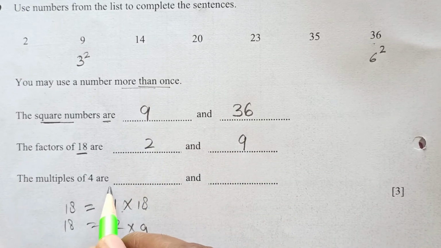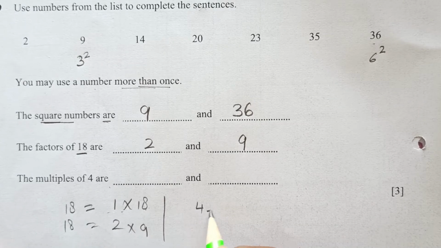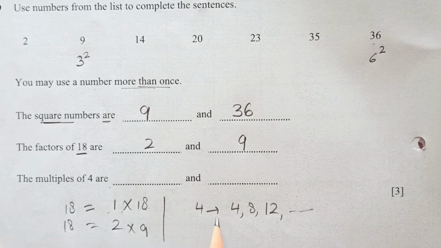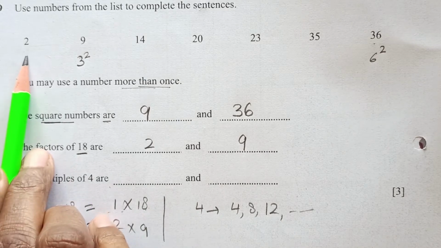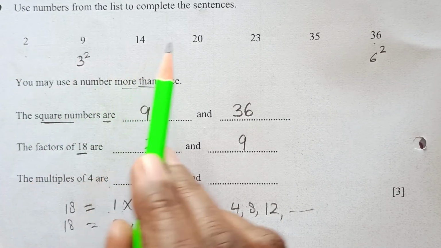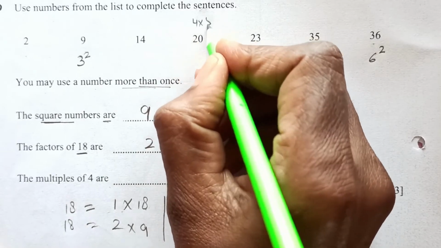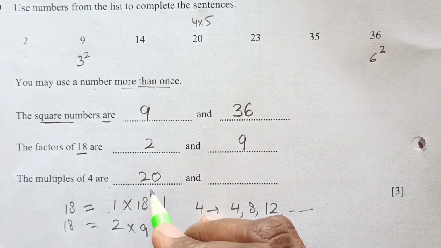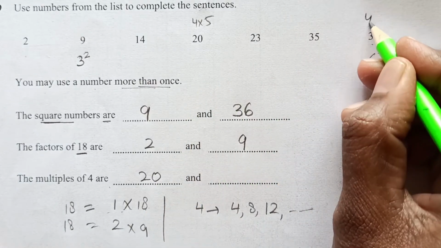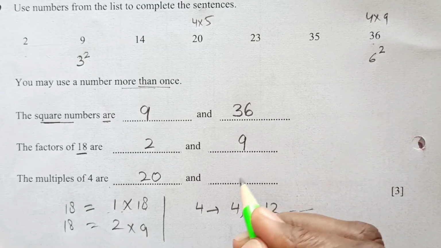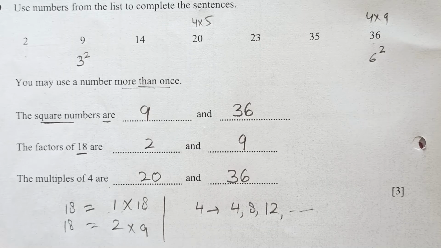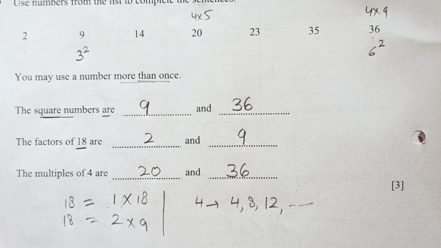Now multiples of 4. Multiples of 4 are 4, 8, 12, like this. The number that you can get after multiplying by a natural number. So this is not a multiple of 4. This one, 20: 20 is 4 times 5, so 20 is a multiple of 4. And then this is 4 times 9, which is 36. This is also a multiple of 4. So that's how you can complete this question.